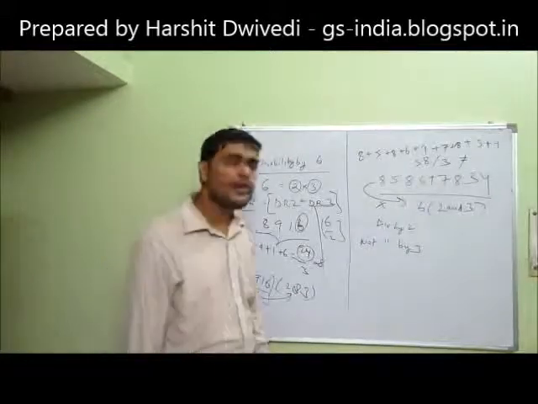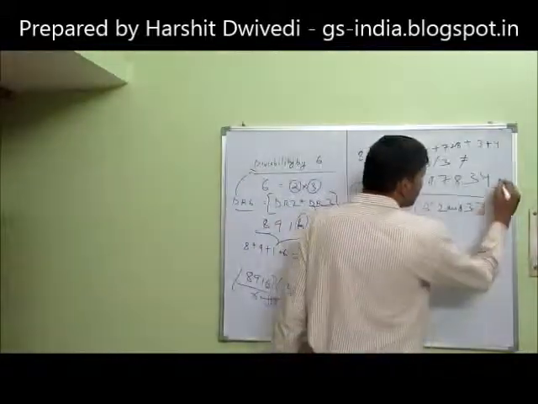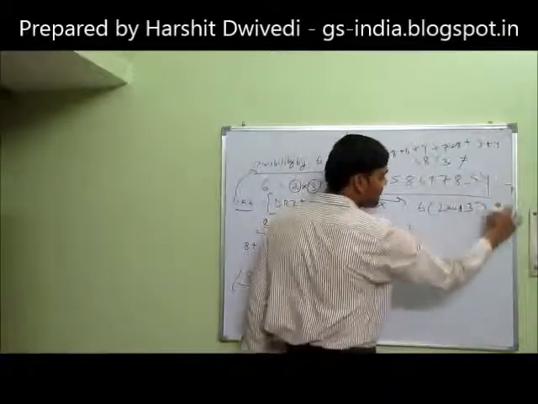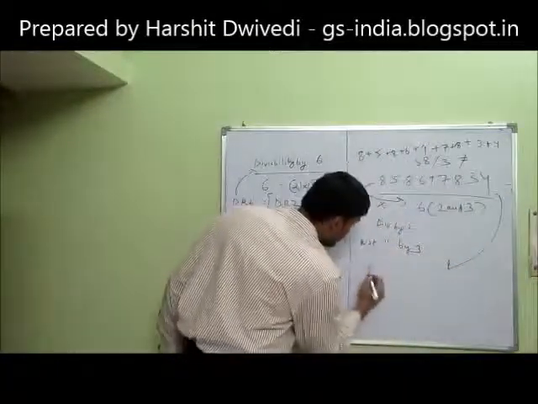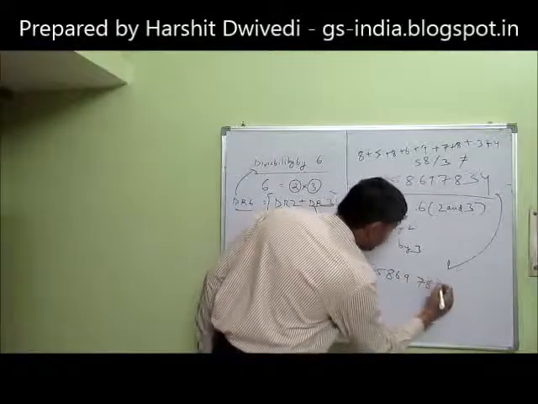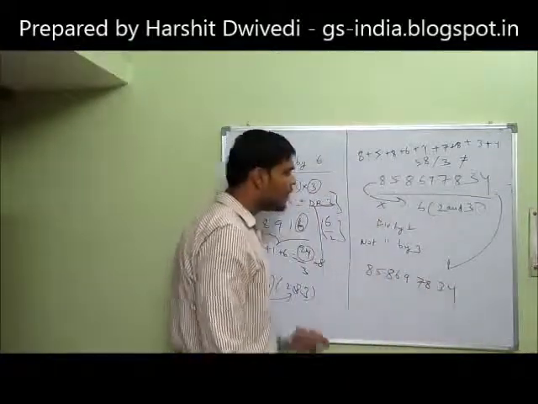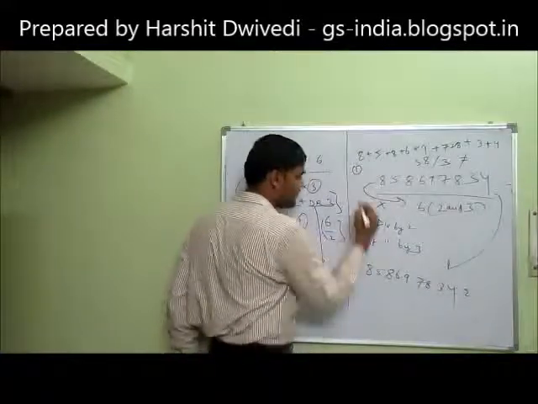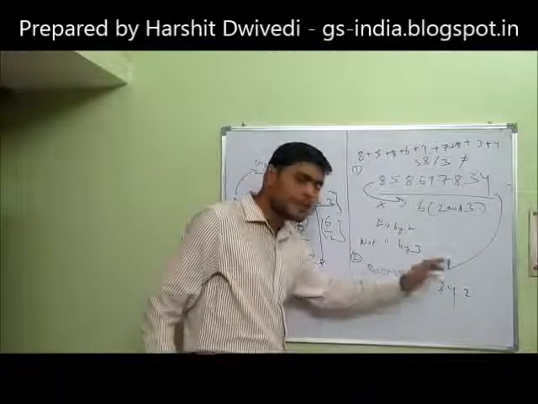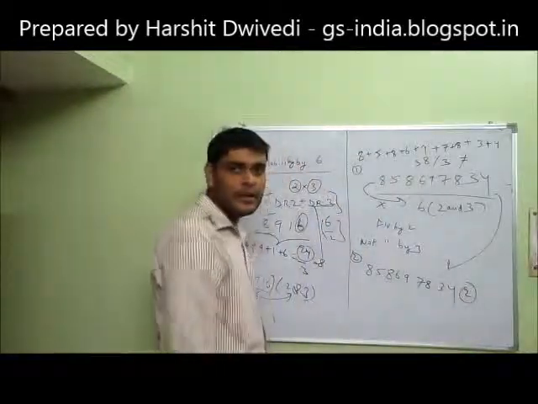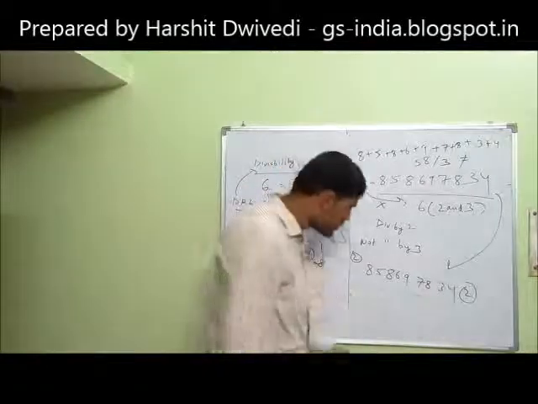Now, if I add one more digit 2 to this number, it becomes 8, 5, 8, 6, 9, 7, 8, 3, 4, and 2 more. This is a different number. Now is this number divisible by 6? It is divisible by 2, because the last digit is even, 2. So this number is divisible by 2.